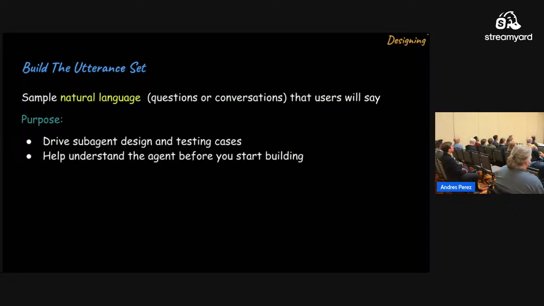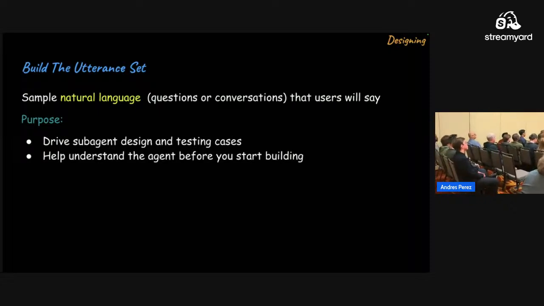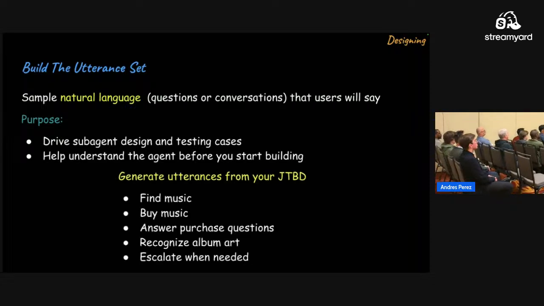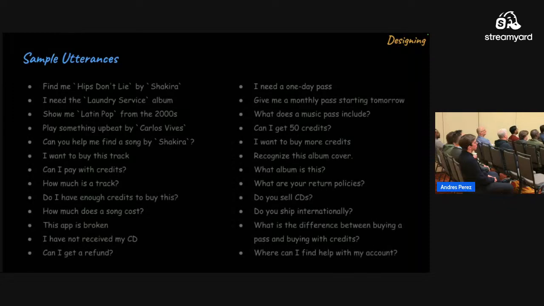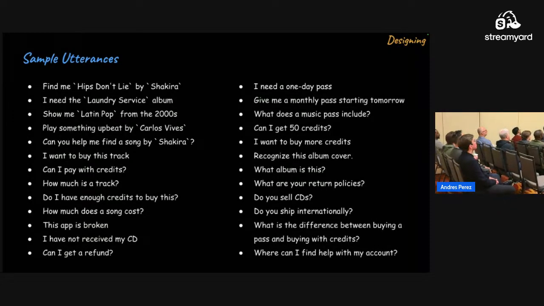All right. Build that tolerance set. Basically, what are the questions that the users are going to be asking? And those tolerances are based on your jobs: find music, buy music, etc. I'm not going to go through all of that. It takes too much time. But I was going to ask you, what tolerance will the agent accept? And actually, I have a list of them right over here. This is the type of tolerances my agent will actually accept.